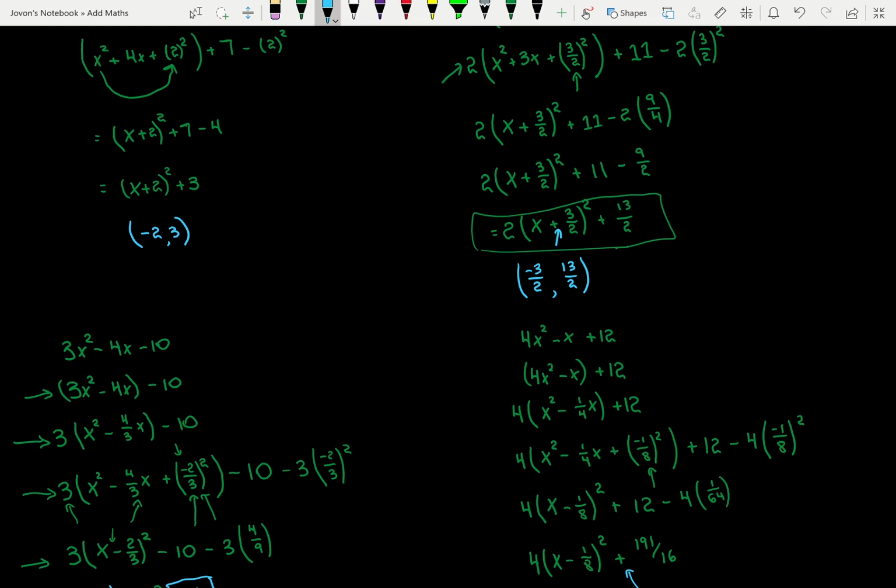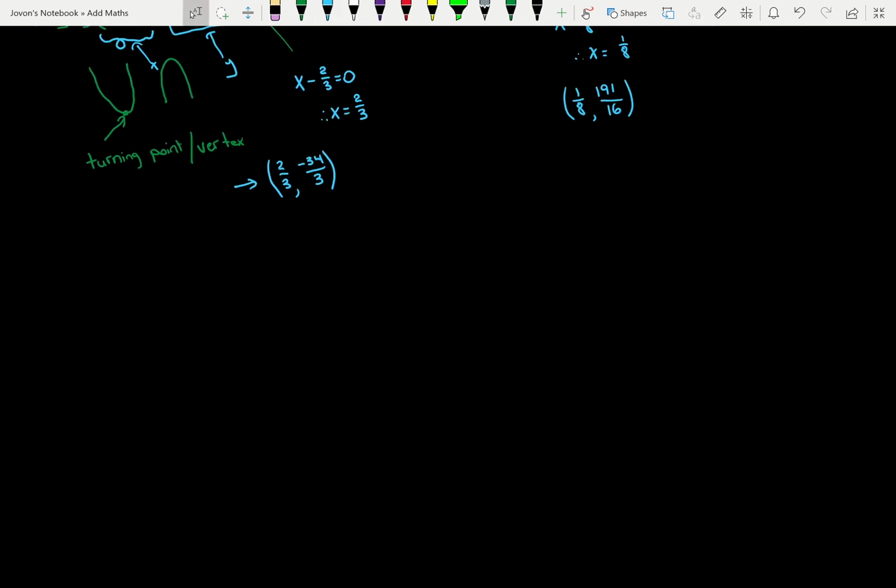It was relatively simple. If you would like to try a few on your own, you could try this one: 5x squared plus 10x plus 13. The answer for this one is 5 multiplied by x plus 1 all squared plus 8. Try this one and see if you get the same answer. If you're not sure, all you have to do is expand this out, and you're supposed to get back this. It's as simple as that.